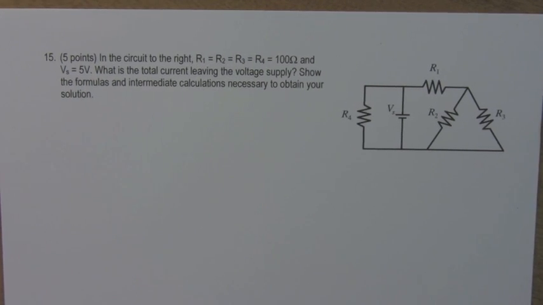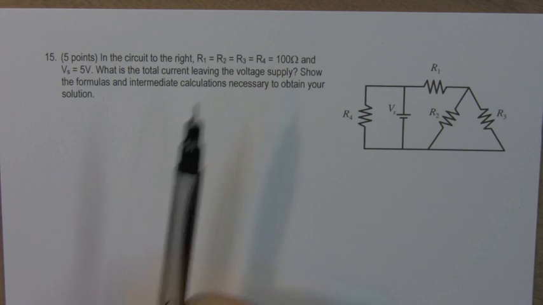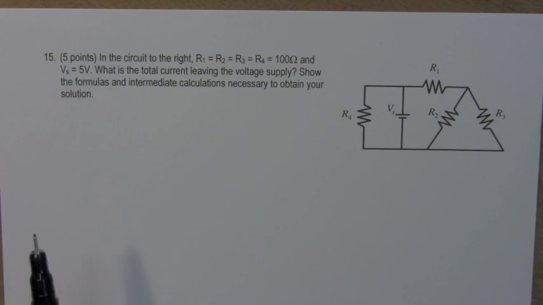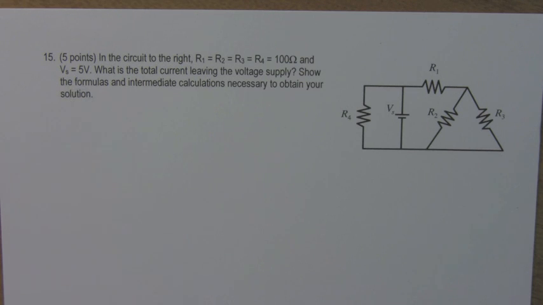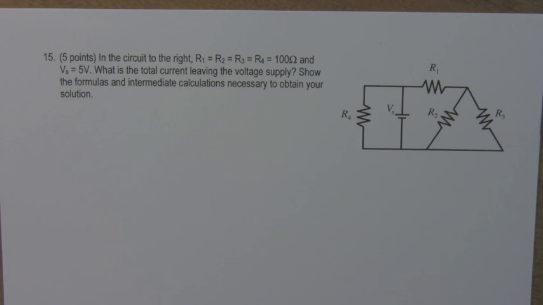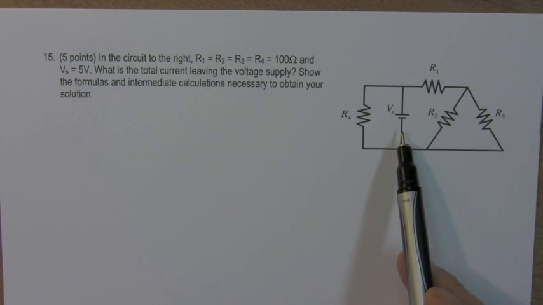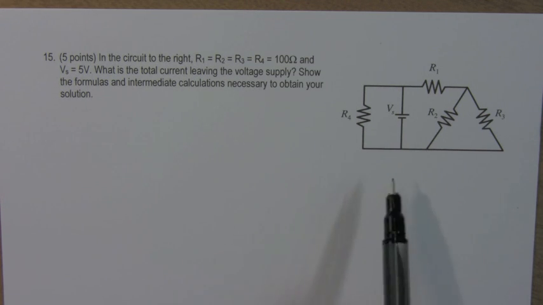Number 15. In the circuit to the right, these 4 resistor values all have the same value, 100 ohms. V sub S, the voltage supply, is 5 volts. What is the total current leaving the voltage supply? Show the formulas and intermediate calculations necessary to obtain your solution. Note that different versions of the exam had different R values. So we have to find the current leaving the voltage source, which is V sub S here.